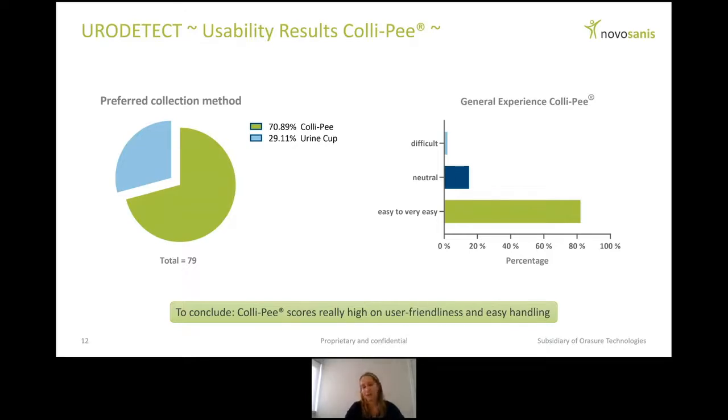On our right graph, I've depicted the general experience of our participants. Here we see that about 80% rated Colli-Pee easy to even very easy to use in general. So to conclude these results, we can say that Colli-Pee scores really high on its user-friendliness and its easy handling.